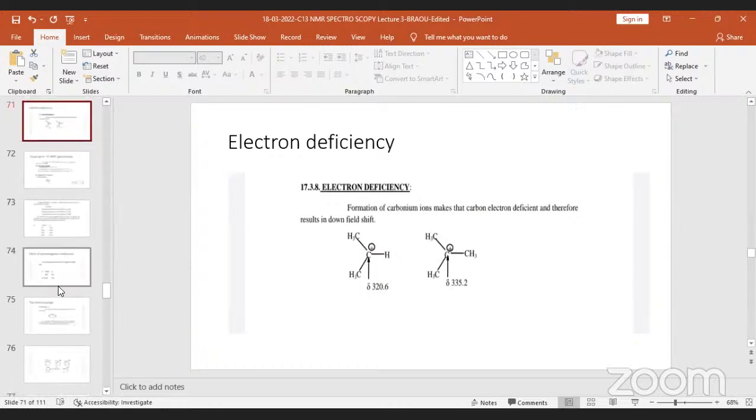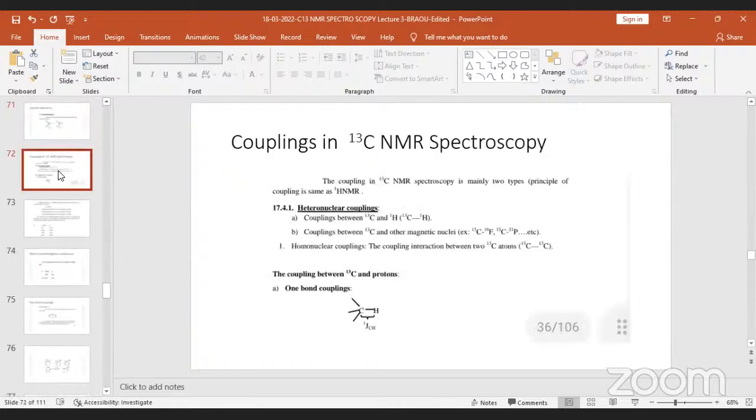Now time is almost up, so let me just introduce couplings. This carbon-13 NMR also undergoes coupling, and coupling is mainly of two types. Heteronuclear couplings mean the coupling between carbon and nuclei other than carbon, that is hydrogen, fluorine, phosphorus, etc. And homonuclear couplings mean coupling between the same type of nuclei, carbon-13 and carbon-13. So we will discuss this in the next class.